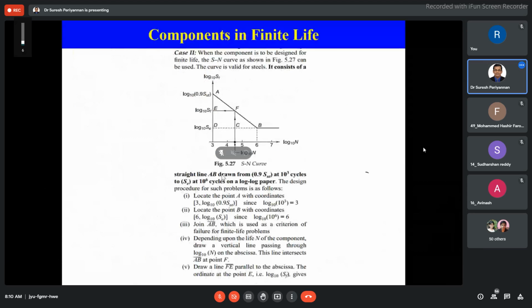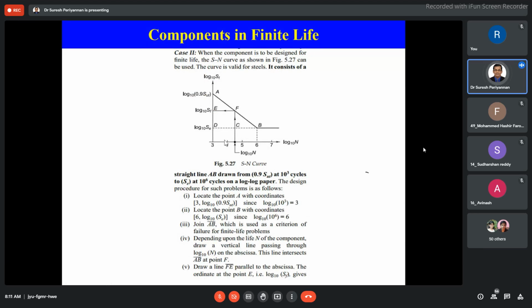This finite life in reverse load condition, we are always considering as high cycle fatigue. Low cycle fatigue we already discussed: the designer does not show more interest because by changing the value of the factor of safety, we can successfully design our component in low cycle fatigue, since the number of cycles is less, up to 1,000 cycles. But in high cycle fatigue, there is more importance.